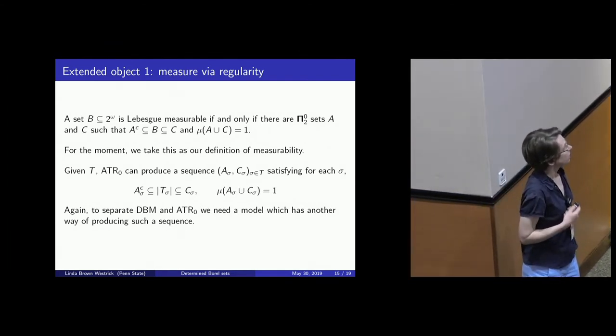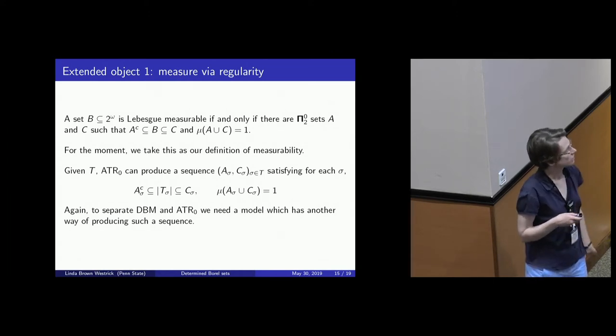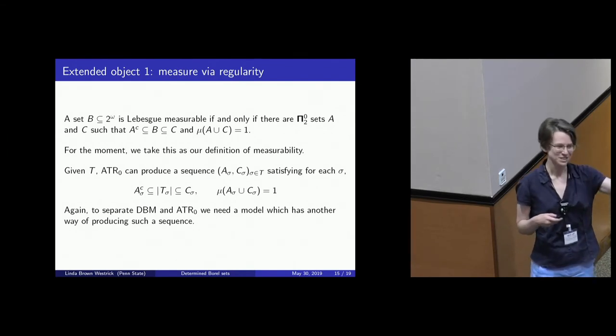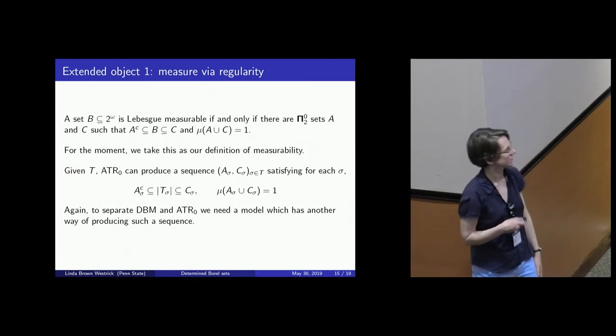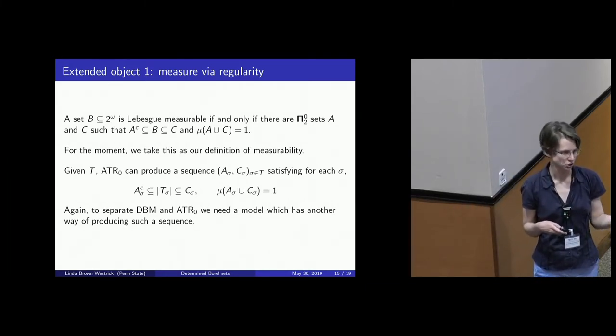All right, so again, in the same way, if we want to separate these two principles, just as before, you can show that the whole sequence is going to have to be created. You can't get away with producing less than that. So again, we need a model that has another way of producing such a sequence.